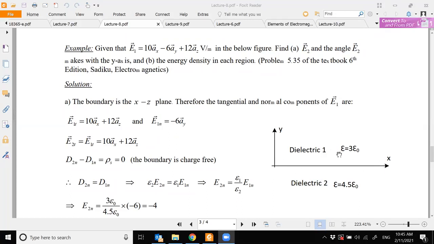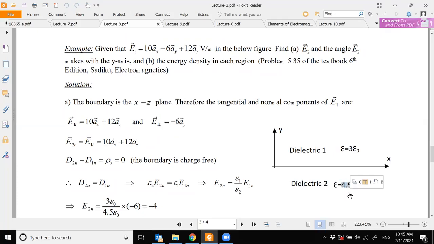And region 1 and region 2 are both dielectric. Region 1 is 3 epsilon 0. Region 2 is 4.5 epsilon 0. So these are your dielectric constants: epsilon R1, which is 3, and epsilon R2, which is 4.5.